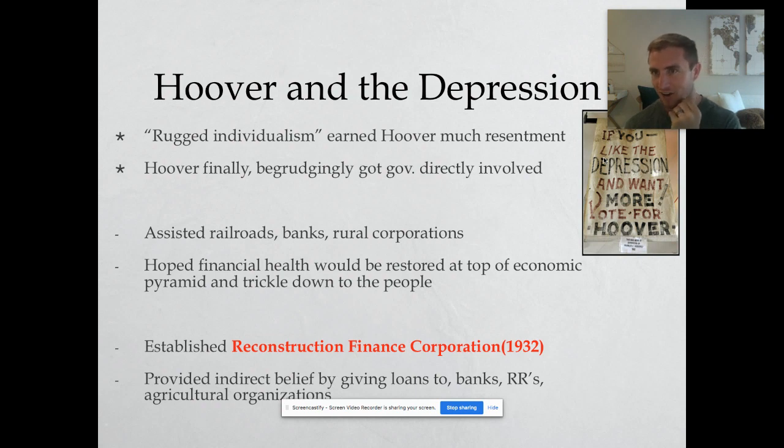Hoover, however, if you recall his work with the Food Administration in World War I, is not a believer in federal mandates. He believes that the federal government doesn't need to come in and save the American people from the Depression, that Americans are tough. They have this rugged individualism about them. When the going gets tough, they're going to work hard and get themselves out of this situation.